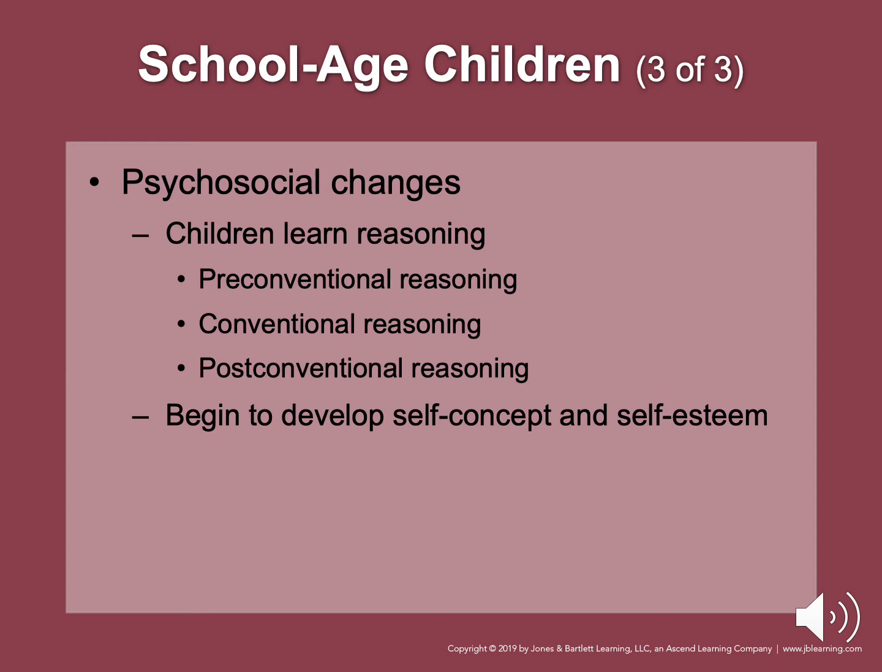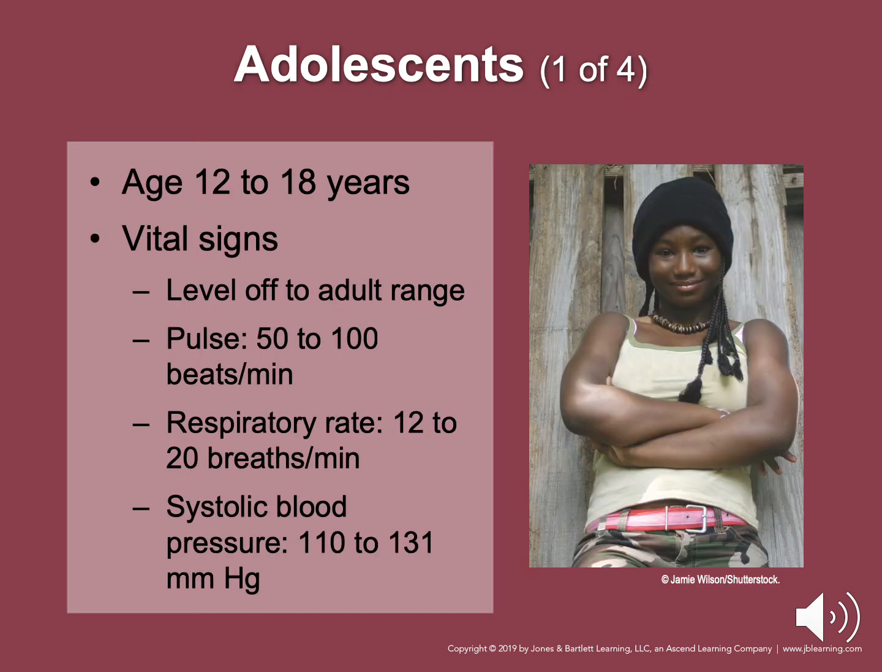All right, adolescence. Vital signs begin to level off within the more adult ranges. Pulse rate between 50 to 100. Respiratory rate 12 to 20. Systolic blood pressure 110 to 130. So they do experience a rapid 2 to 3 growth spurt, increase in muscle and bone growth and body changes.